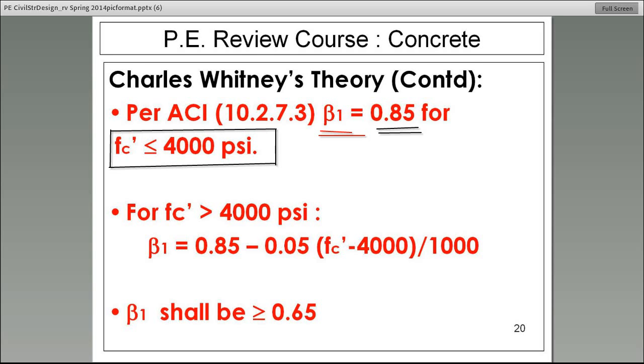What is the beta 1 value for that? 3,000 psi certainly is less than 4,000, so there it is. Beta 1 is 0.85. If it is 4,000 psi, beta 1 is 0.85. However, for concretes that have a compressive strength higher than 4,000 psi, you can use this equation to calculate the corresponding beta 1, or I will just explain it in words. Beta 1 reduces 0.05 for every 1,000 psi of increase.